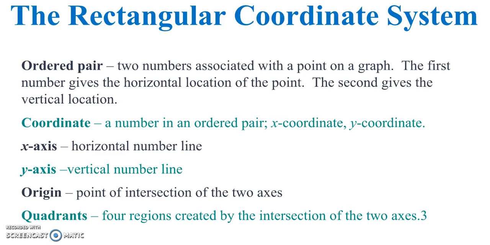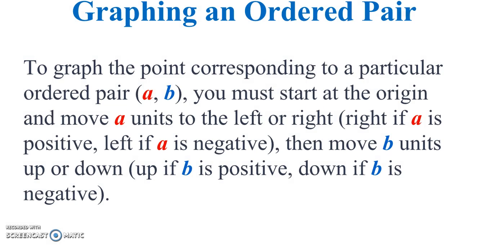The origin is important because it's where the two axes cross. So that was always 0, 0. It's always in the middle. And there are 4 quadrants that you need to know. In the next couple slides, I'll tell you exactly where those quadrants are. This is just good information to know.